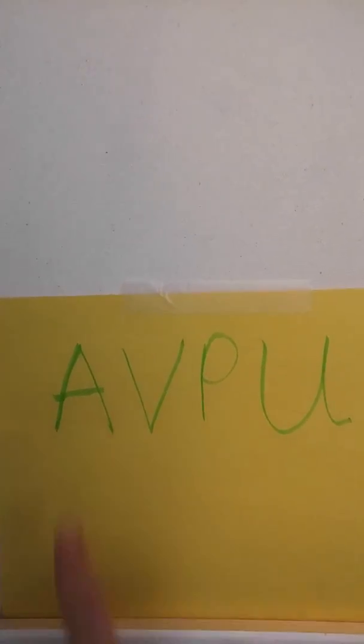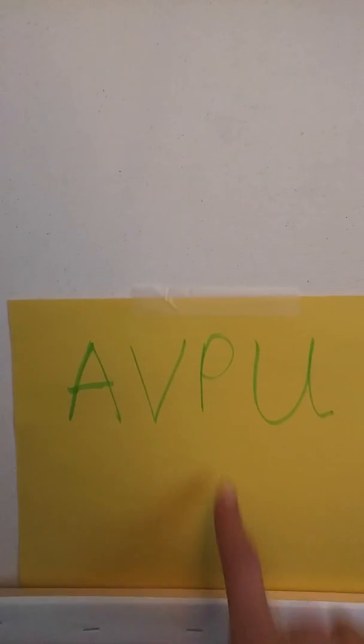AVPU. The A stands for, are they alert? V stands for, are they verbally responsive? The P stands for, are they responding to pain? And the U stands for unresponsive.